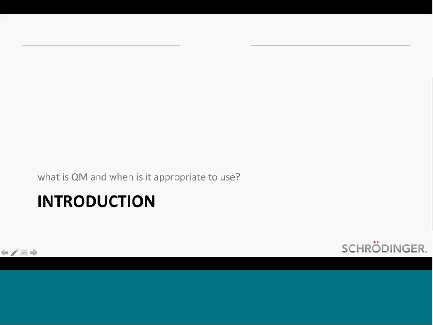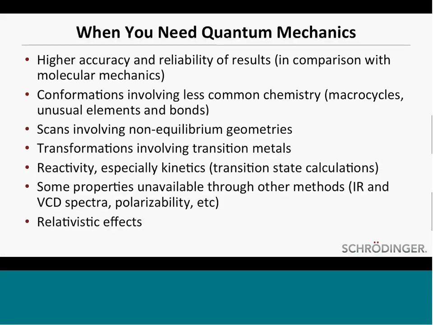All right, so introduction. So what is quantum and when is it appropriate to use? So you're going to need quantum day-to-day when you want higher accuracy and reliability of your results in comparison to, let's say, all atom molecular mechanics methods. It's also useful when you're studying conformations involving less common chemistry. Remember, molecular mechanics is highly parameterized, so if it's looking at something it hasn't seen before, it might not do so well. So if you're looking at something less common, you may want to look at quantum as well.